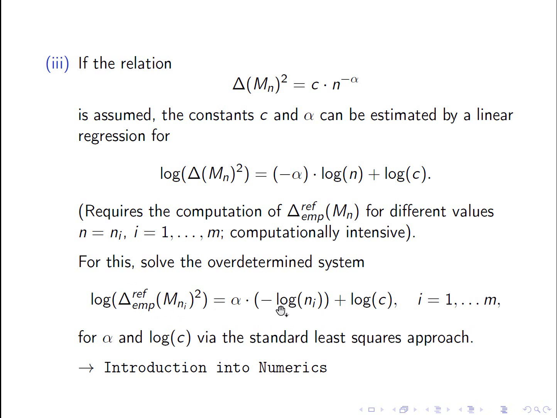Okay, and well, we have two unknowns, and you should do more than two values of the ni. So typically we have 10 or 12 or 8 or 6, so at least more than two values. Okay, so we have an overdetermined linear system for alpha and log c. But this we can solve using the standard least squares approach, which you have seen in Introduction into Numerics and probably also in Stochastics too. So here we have a system of linear equations which we can solve using the standard least squares approach.